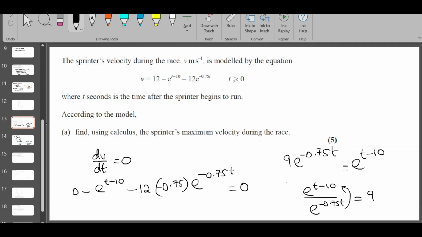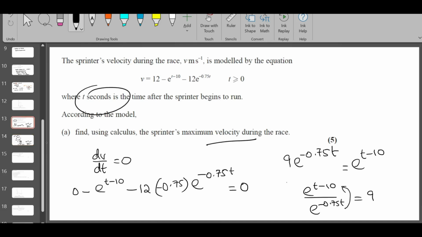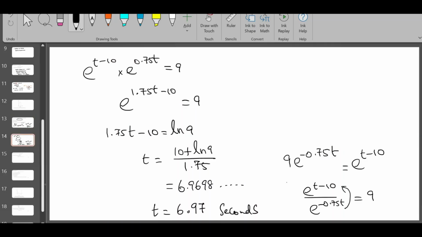Nothing is mentioned in the question. Round it to 3 significant figures. Okay, but this is t, right? Seconds. But what does the question say? Find the maximum velocity. They don't want you to find the time when it reaches maximum velocity. They want you to find the maximum velocity. So the t we calculated, right? We need to sub it back in here to find the velocity now. So don't use a rounded figure. Use the actual figure. Sub in into v.